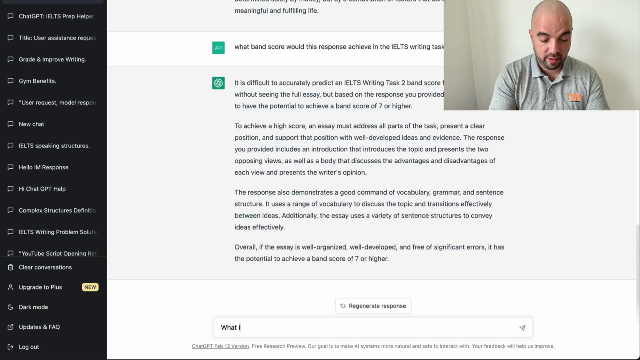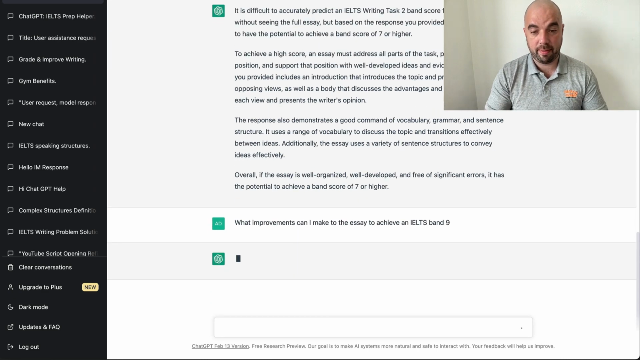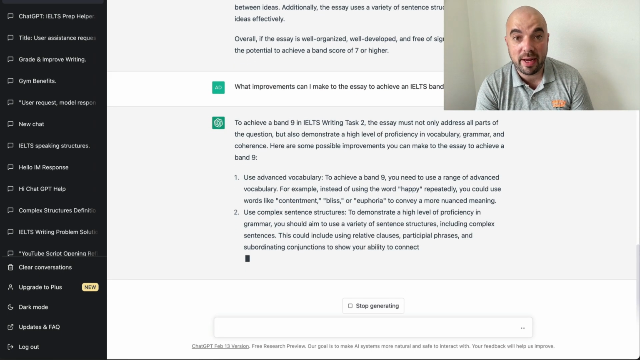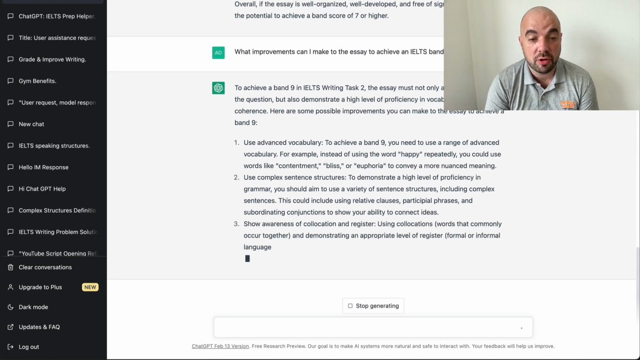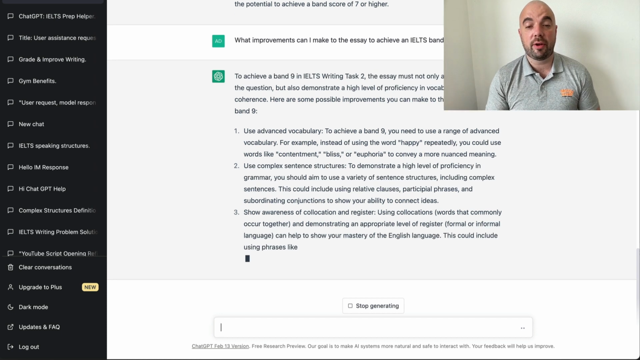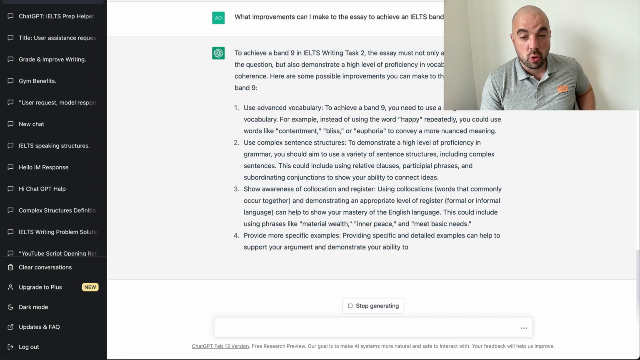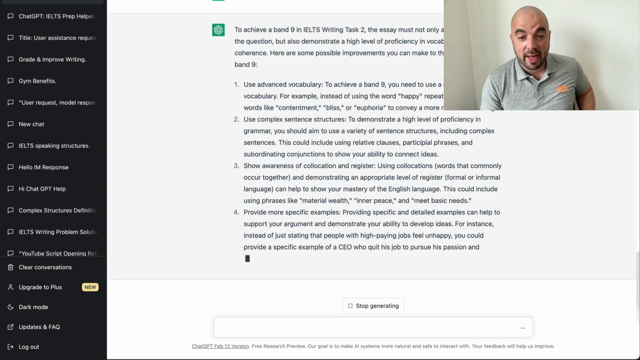So we could ask, what improvements can I make to the essay to achieve an IELTS band 9? So it's saying we can use advanced vocabulary and then it gives us an example based on our essay. For example, instead of using the word happy repeatedly, you could use words like contentment, bliss, or euphoria to convey a more nuanced meaning. It tells you to use complex sentence structures, show more awareness of collocation and register.